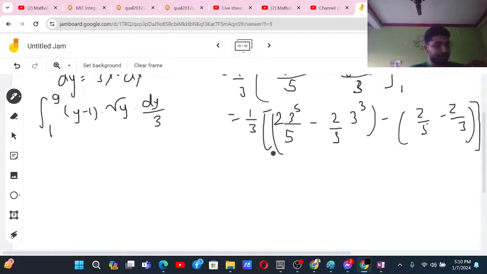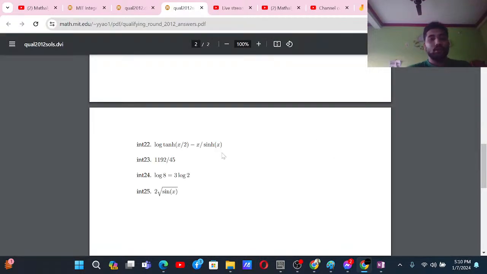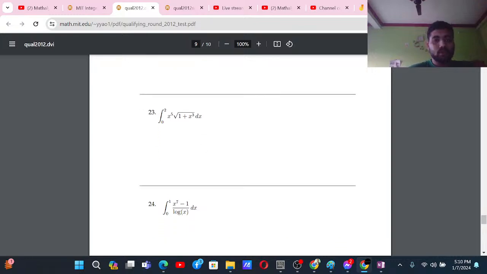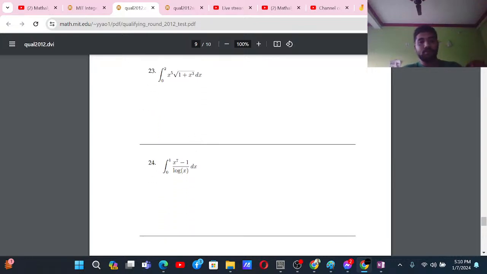And then now there are some sort of calculations involved. I don't think I'm going in the right direction though. You have to go to... I'm going in the right direction, and if you just simplify this, you will get 1192 by 45. That's the answer. Go to next problem. This one.